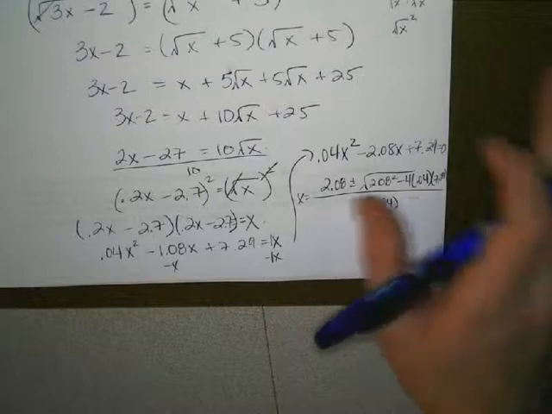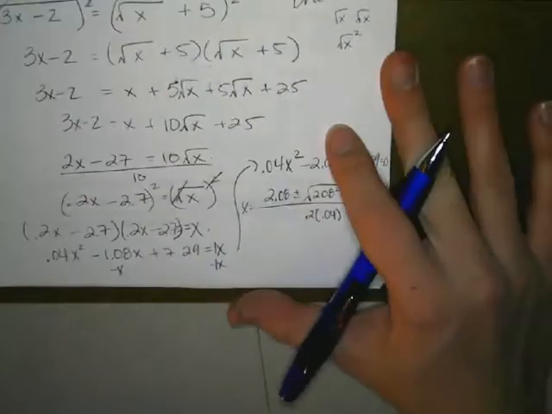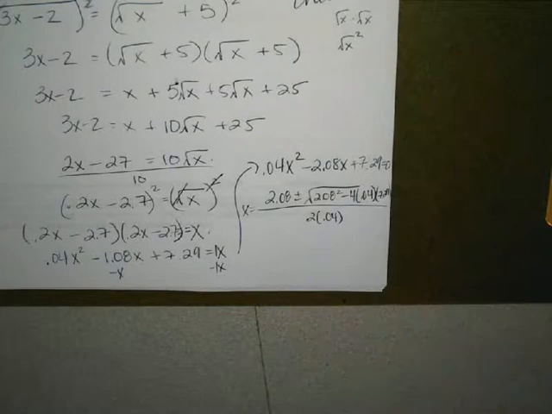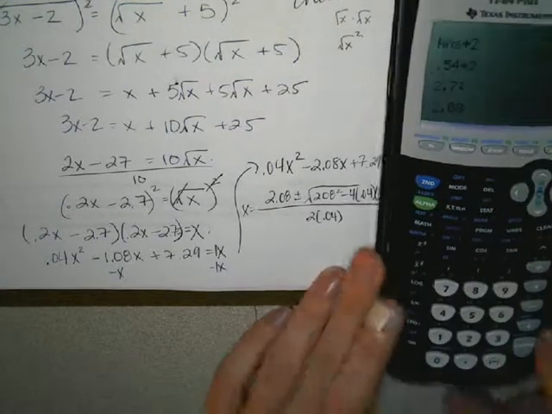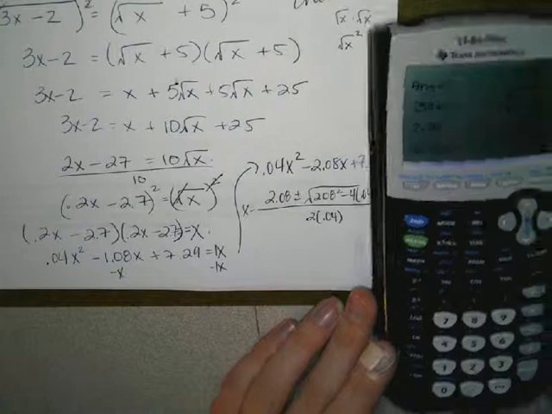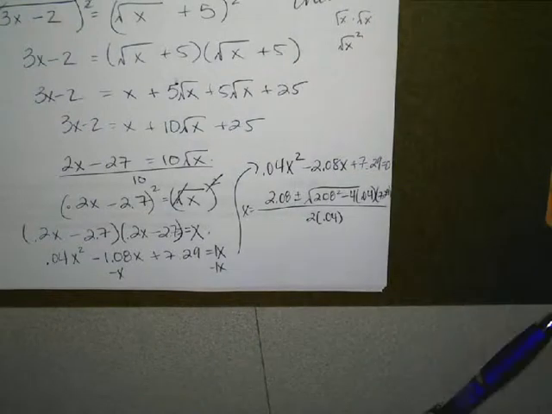Alright, and then at this point it's just punching out on a calculator. Well, you punched out already? Got it. There should be 2 answers. I got 48.22 as one answer.